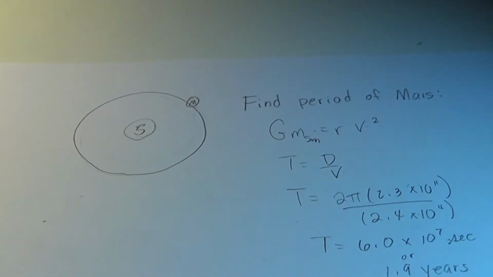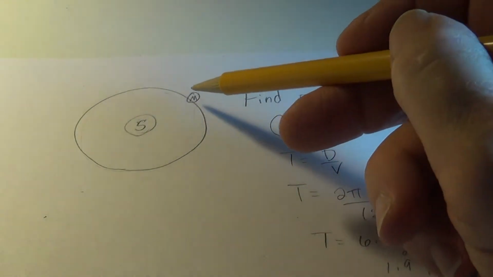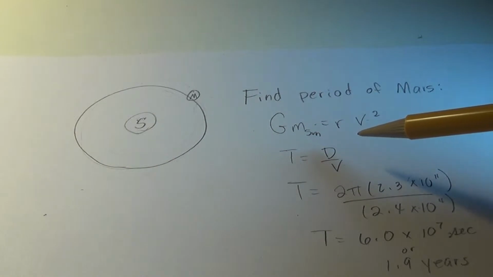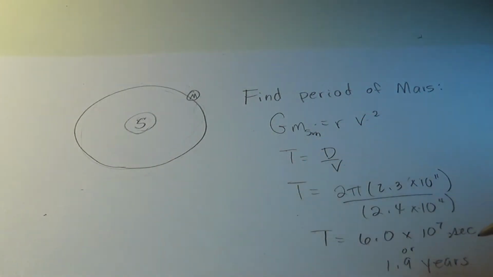So Mars is further from the sun than Earth, so it's a longer path around the sun. So it makes sense that it would have a longer year if it's not going a whole lot faster than the Earth is.